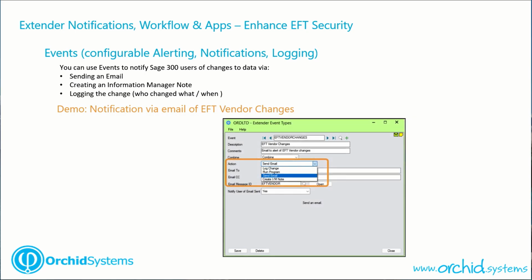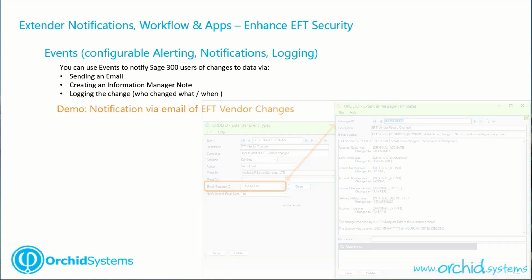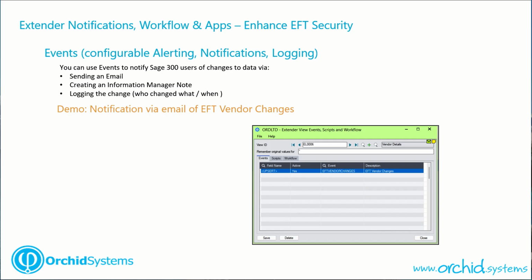So using Extender events, you can send emails when something changes, you can create an information manager note, and you can log the change, who did what, when, and where. But we're going to use an event that has been configured to send an email when something changes, and we're going to attach this event to the EFT vendor.